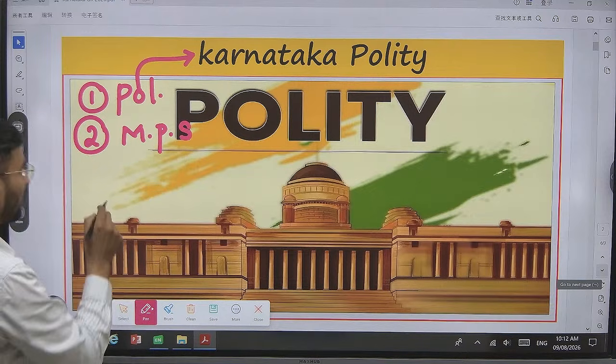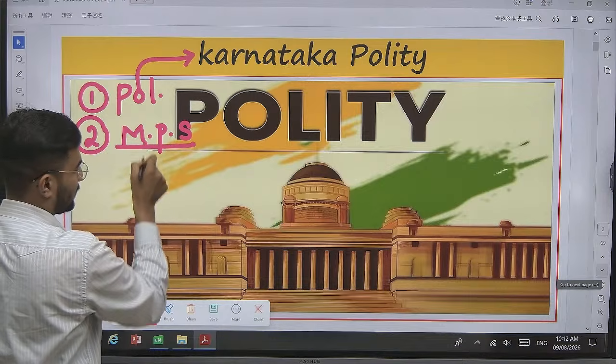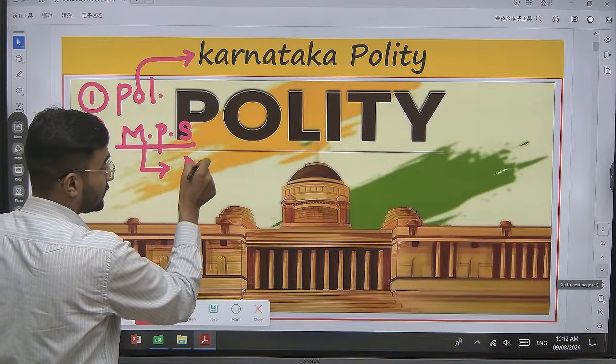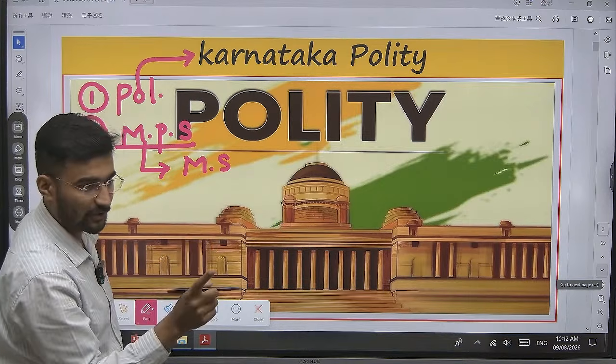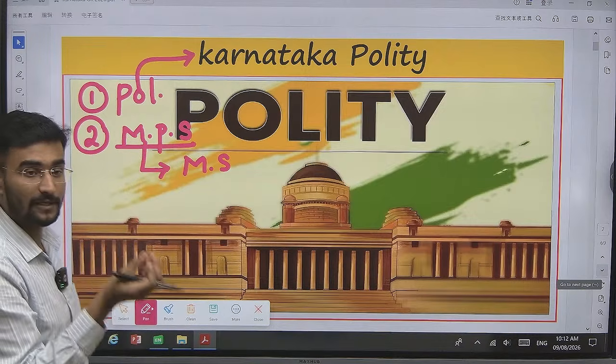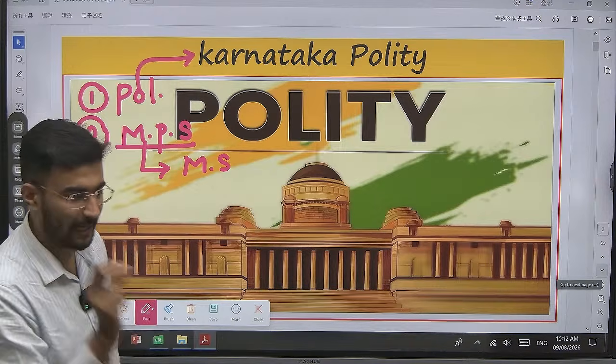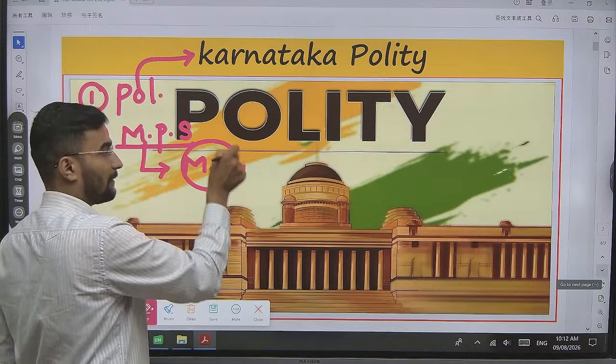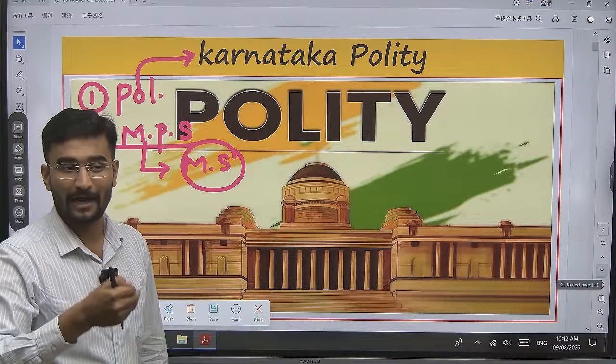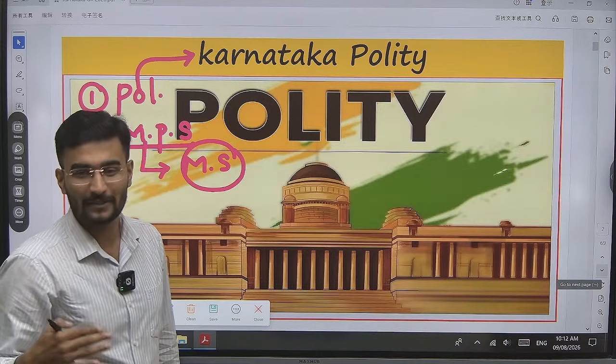And the second one we need to know about is when was Mysore state created? Be cautious here. There is a difference between the Mysore princely state and the Mysore state, which is completely different. When was Ballari integrated as a part of Mysore state?